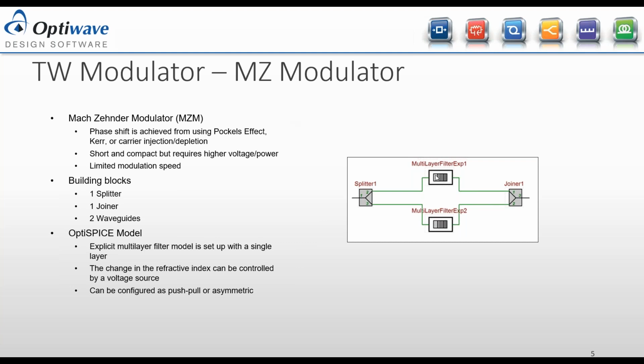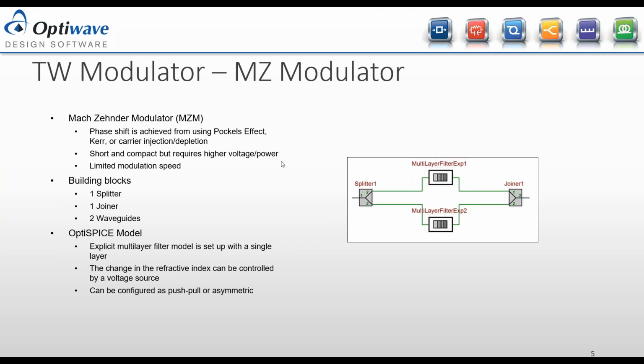Now the way we control this multi-layer filter, you can actually establish a relationship between the voltage applied and the change in the refractive index. You can establish a polynomial relationship. It can be a first order or second order polynomial. And we can also model carrier injection and depletion effects the same way.